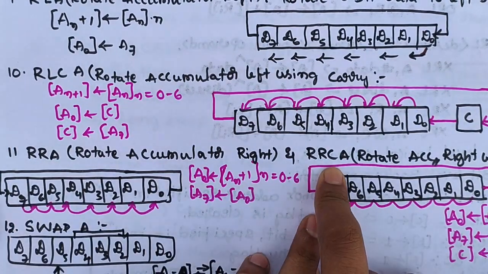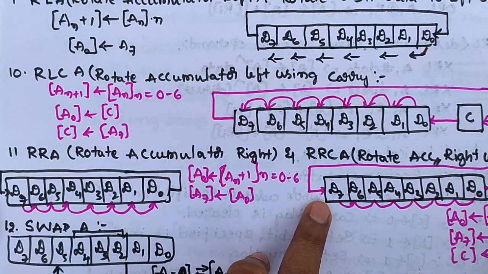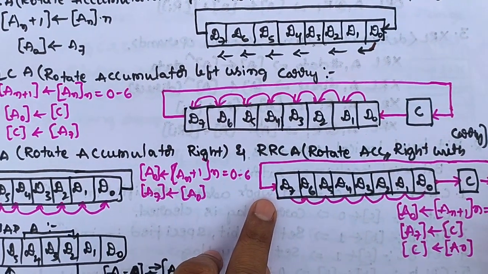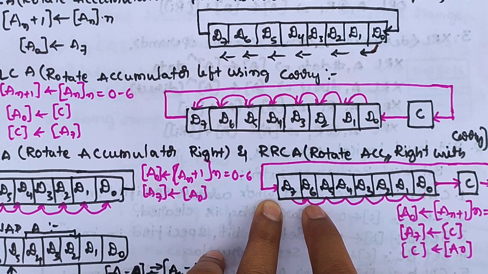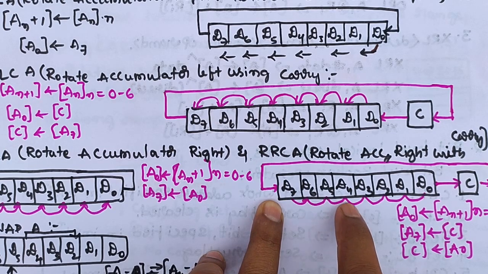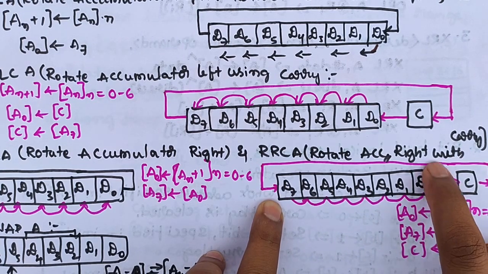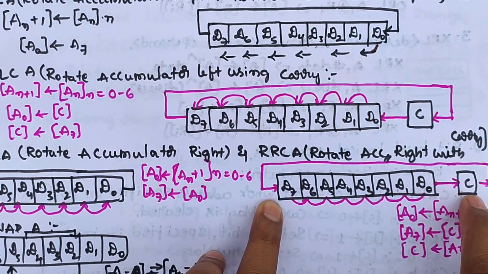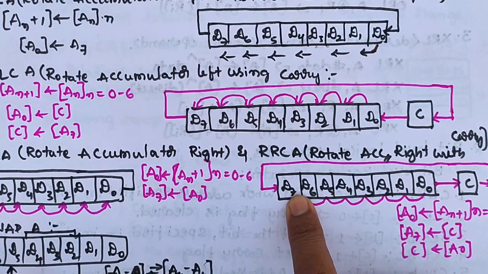And in RRCA, one more carry flag we are using here to transfer the data. The d7 bit will transfer to d6, 6 to 5, 5 to 4, 4 to 3, 3 to 2, 2 to 1, 1 to 0. This d0 will transfer to the carry bit, and the carry bit will be transferred to the d7 position. So this is found in RRCA.